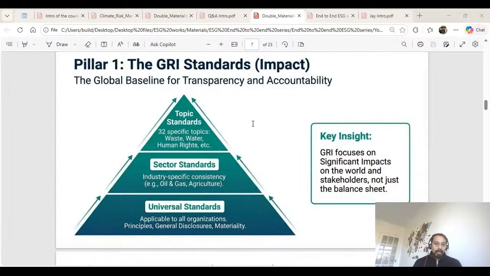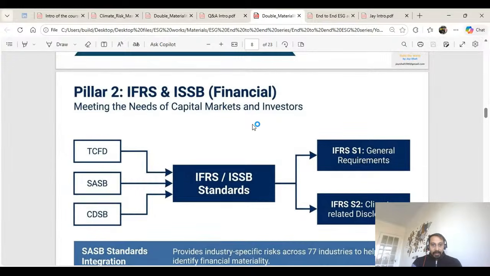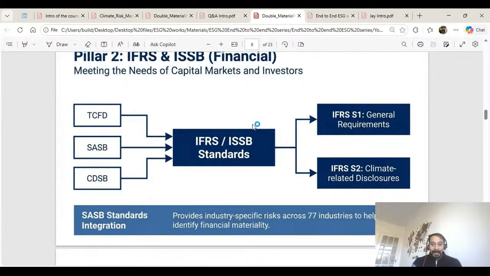For example, a retail company may impact labor conditions in an overseas factory, even if it is financially small. GRI still considers that material. That is the idea of impact materiality. So if you are planning impact materiality reporting work, or if your investors or the capital market ask for impact materiality, then the GRI standard is a very good place to start. GRI helps you understand the impact on people and the planet. So this is GRI. Now we will see IFRS and ISSB, which are more focused on financial materiality.